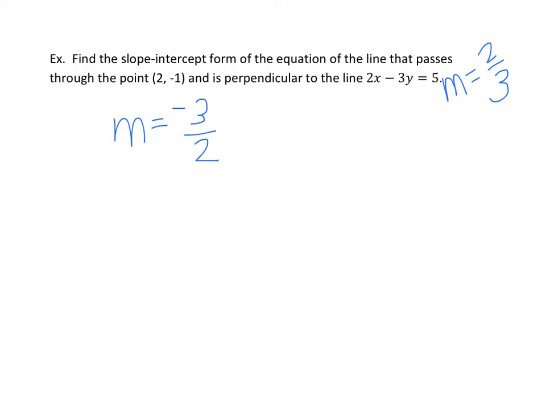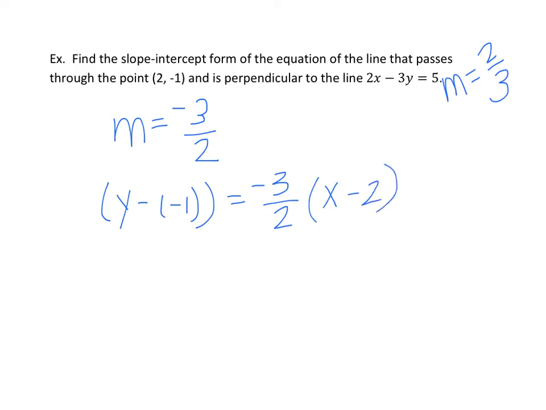So I've got point and slope. I'm going to put it into point-slope form again, and this time I'm actually going to put it into slope-intercept form. So y minus my y-coordinate equals m times x minus my x-coordinate. So y plus 1 equals negative 3/2 times x minus 2.